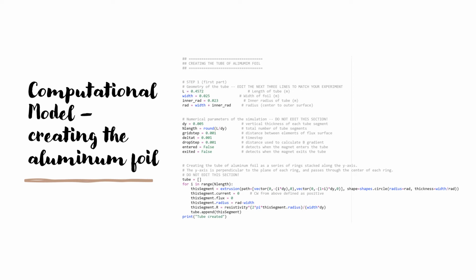Here's the first essential part of our computational model, which we are going to walk through piece by piece. This part was all about creating the tube of aluminum foil. And so here in step 1, you see the length, width, and inner radius of the aluminum foil. And then as you go down, we get different numerical parameters that we were told not to change. And then there's a function or a for loop to create the tube.